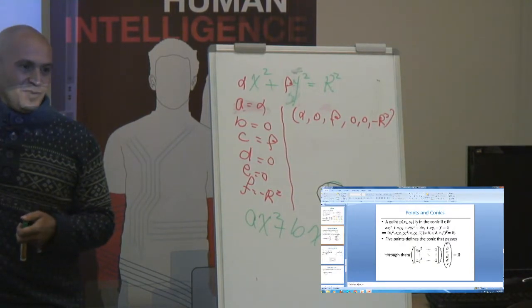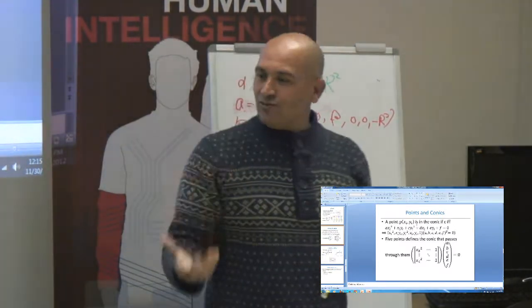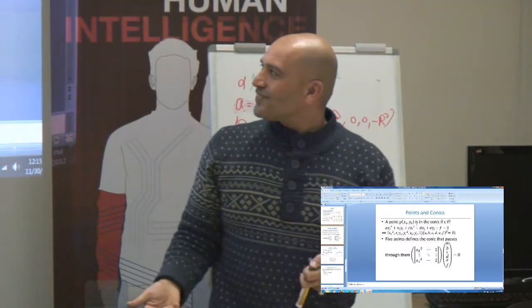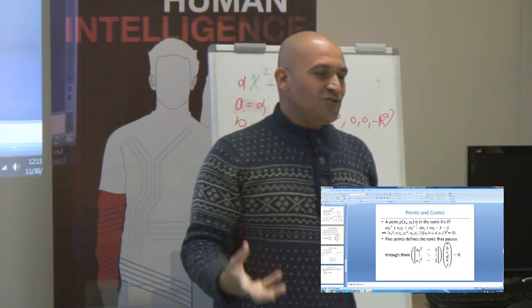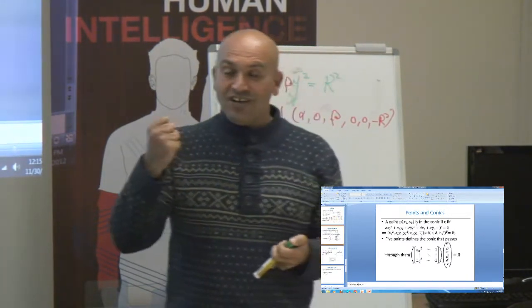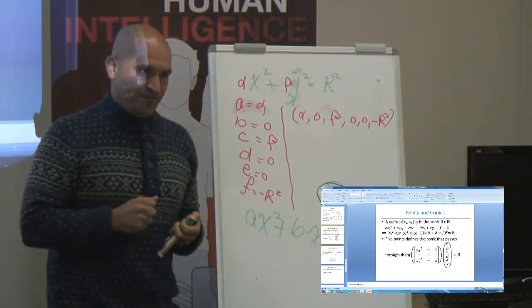Or the rank of this matrix. I have 5 variables. How many equations will I need to solve them? 5. So we need 5 points to determine a conic. Every 5 points determine uniquely a conic.